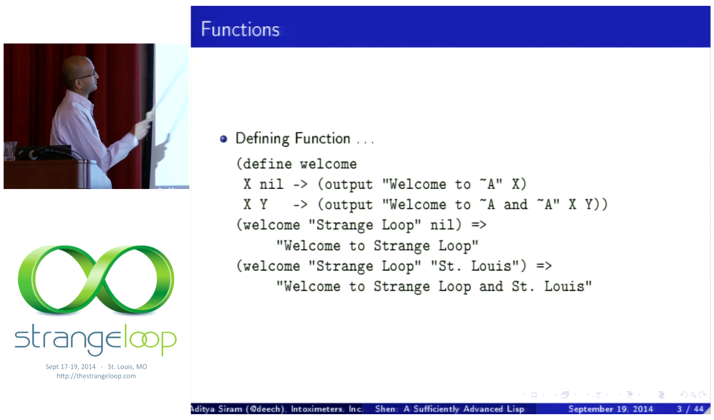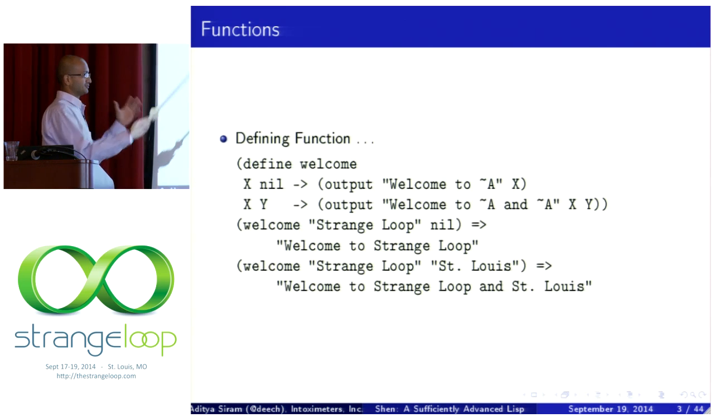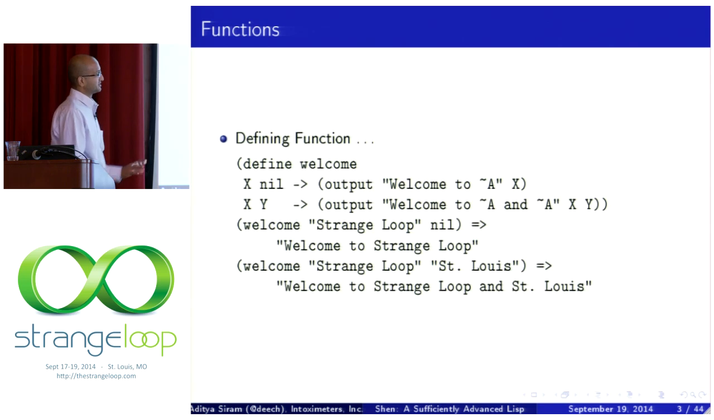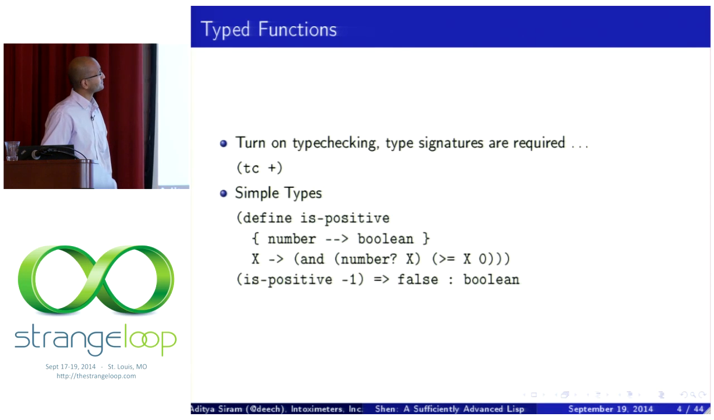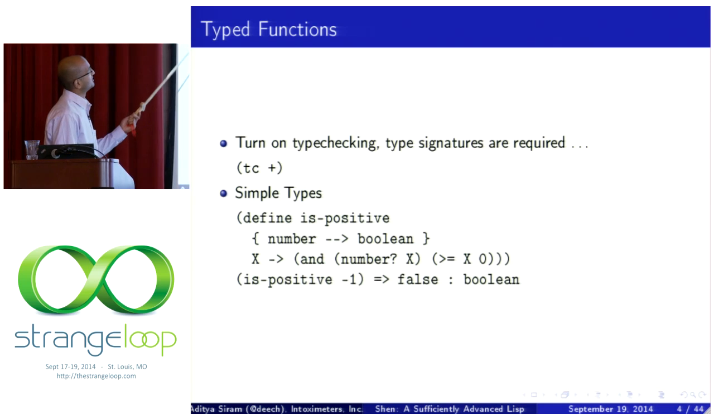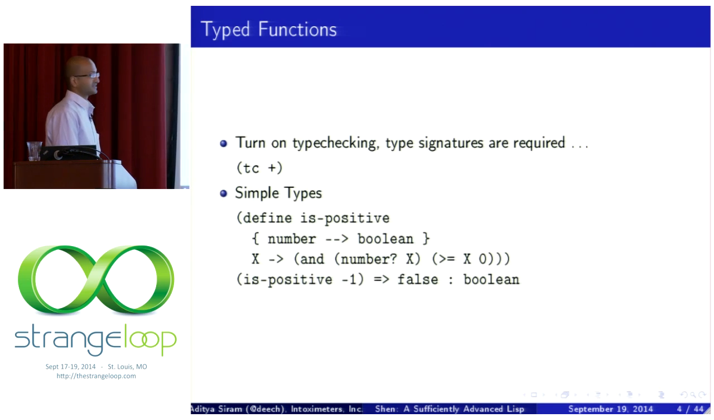If I say welcome strange loop St. Louis, it's going to say welcome to strange loop and St. Louis. So this is not very Lispish, this is very ML-ish, but it's still a Lisp, trust me. It's just got this pattern matching, which is actually really nice. It's also got optional type checking, which you turn on by using the form TC+. It's turned off by default. And you have simple types.